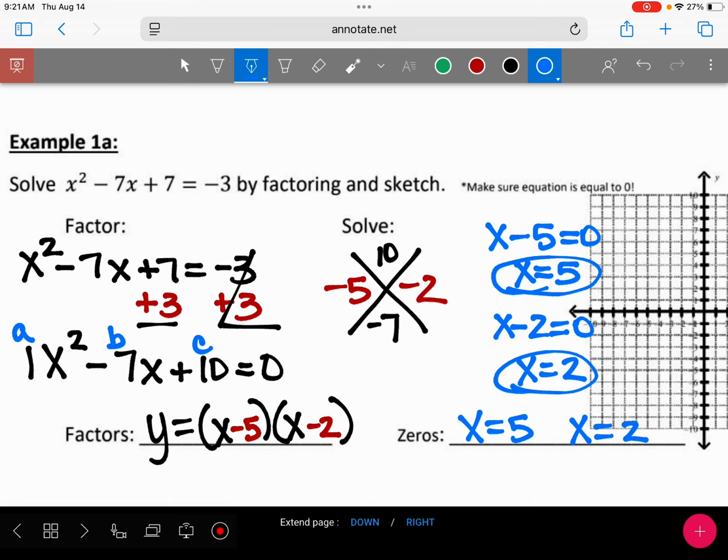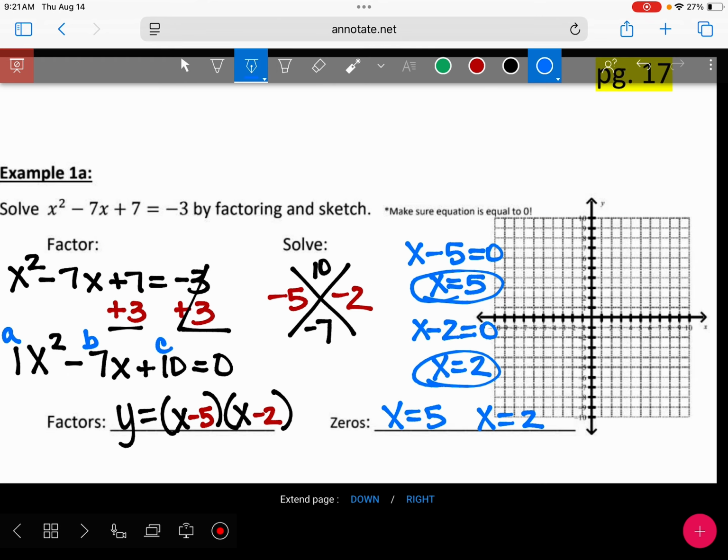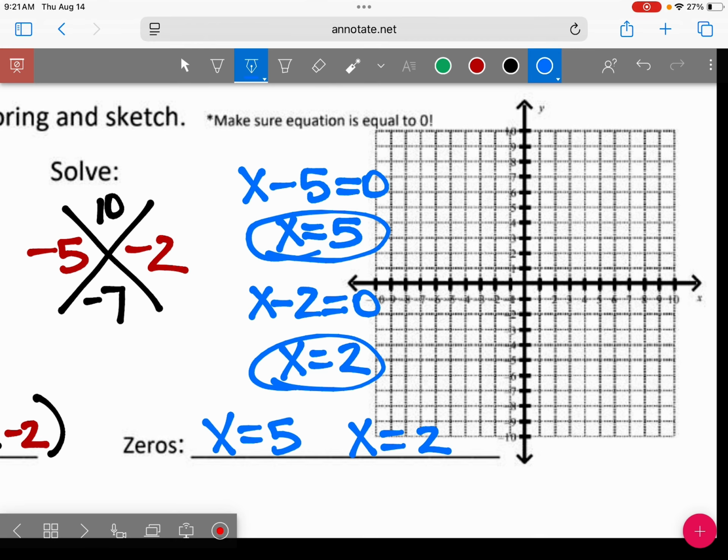So now let's make our sketch. Going to the x-axis, I'm going to go to the origin. I hop over twice, hopping to the right because it's positive. I'm going to put a point. Then I'm going to hop over 5 times. Put a point. Am I going to draw a smile or a frown?